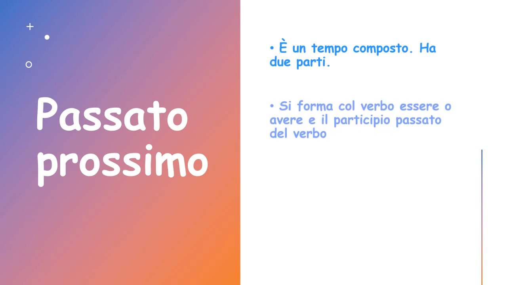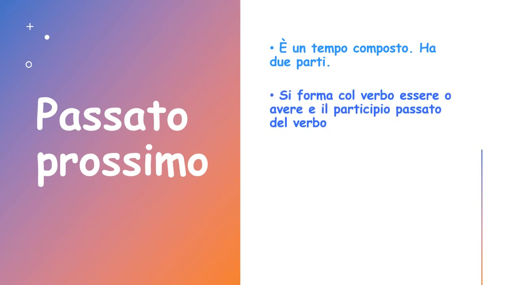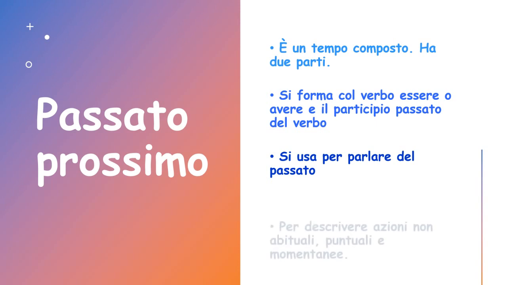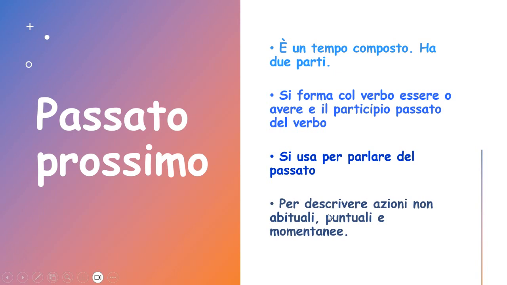There are many ways to express and describe the past. In fact, this one is a tense that is made of two parts. The first part is the verb to be or to have, called auxiliary, and the second part is the past participle of the verb. It is very specific because it's used to describe the past, but only the actions that are temporary, punctual and non-habitual. So we use it to describe actions that are non-habitual, punctual and temporary.